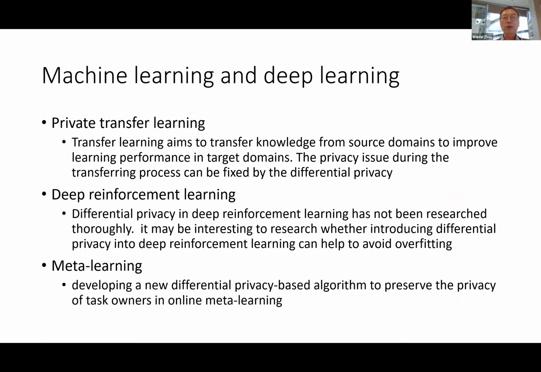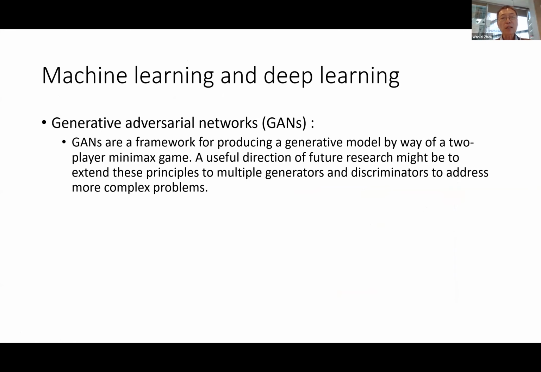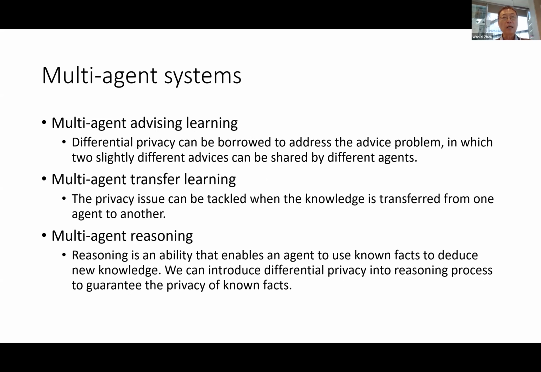There are many directions that we have been investigating, and some other people have been investigating, like machine learning and deep learning, private transfer learning, reinforcement learning, and also meta learning, and also GAN networks. We also have one paper just accepted in this particular area. And we also have multi-agent systems, like advising systems, transfer learning, reasoning, where you can also use differential privacy to reduce a lot of the impact of malicious agents. So those are quite interesting topics that people can investigate.